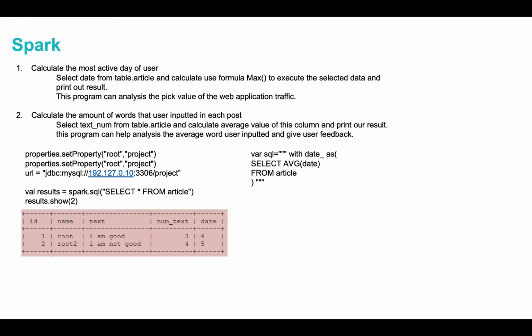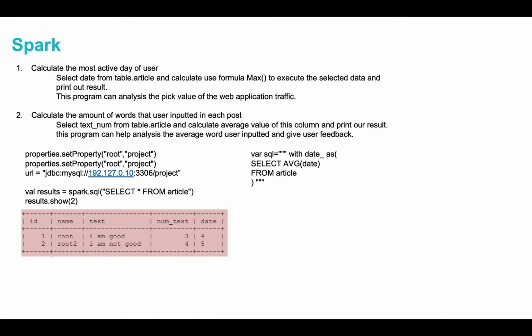The next part is application and data analysis using Spark. In this project, we do two analyses. The first one is to calculate the most active day from the users. The basic principle of this calculation is that we select the date from the table article, and we use the maximum formula on the selected data and print out the result. This program can also help us analyze the peak value of the web application traffic.